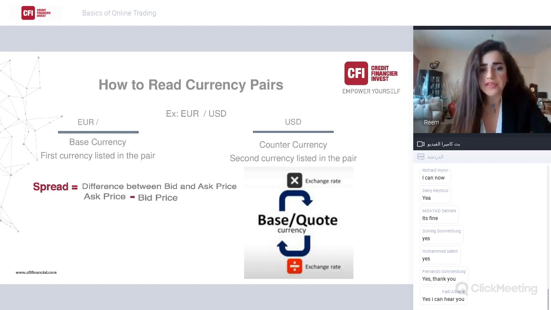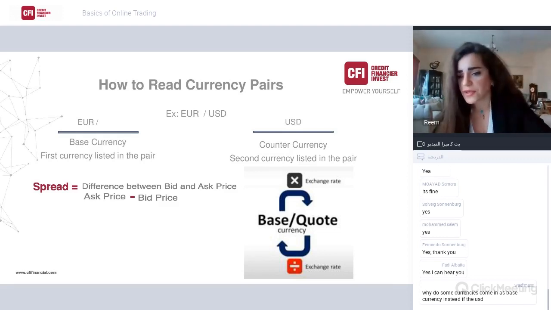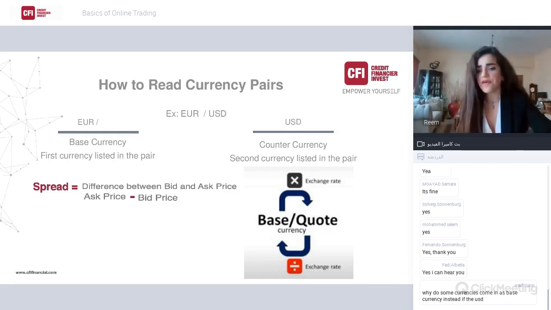When you want to buy or sell a currency pair, you're buying the base currency or selling the base currency against the counter currency. So in this example, if I want to buy the euro, I sell the dollar, and vice versa. If I want to sell the euro, then I'm buying the dollar. This is what you need to know, guys. The base currency is the major currency listed on the left, and then the counter currency, instead of USD. Of course, you can have other base currencies. Why do some currencies come as a base currency instead?